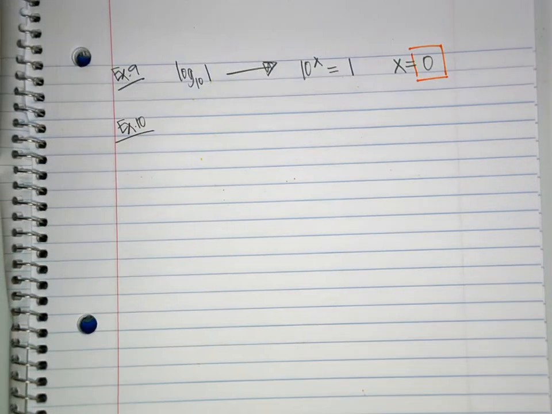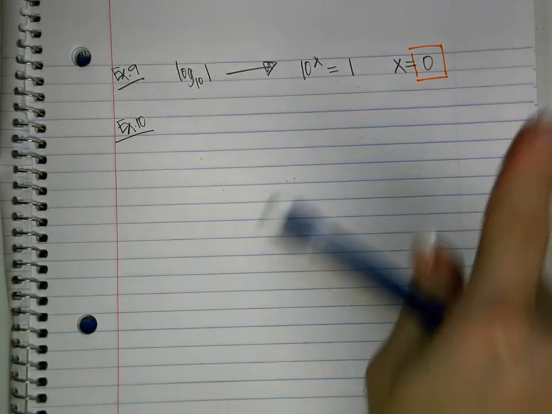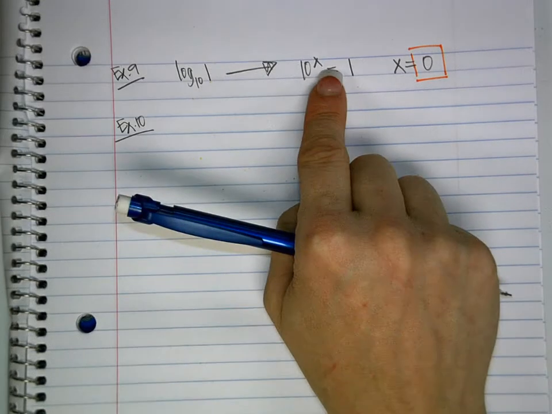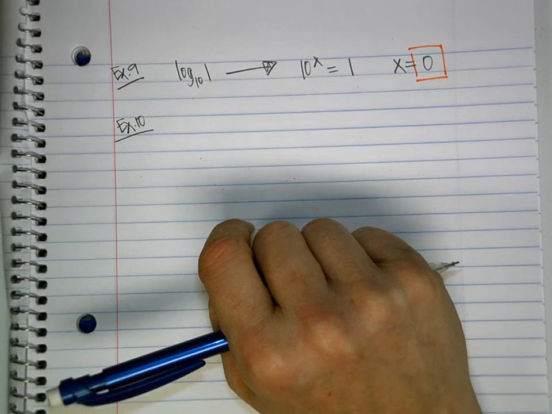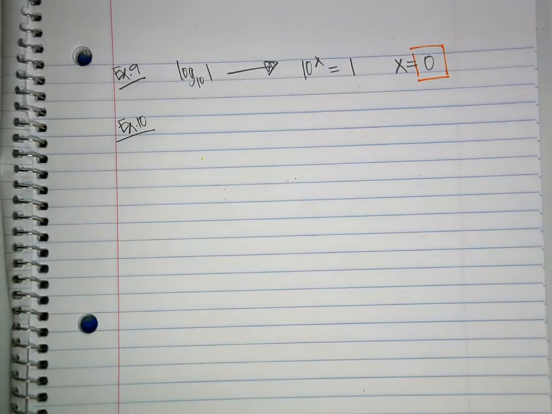This is not undefined, because 10 to the what power equals 1? 10 to the 0 does equal 1. That is not undefined. If it was flipped, that would not work.